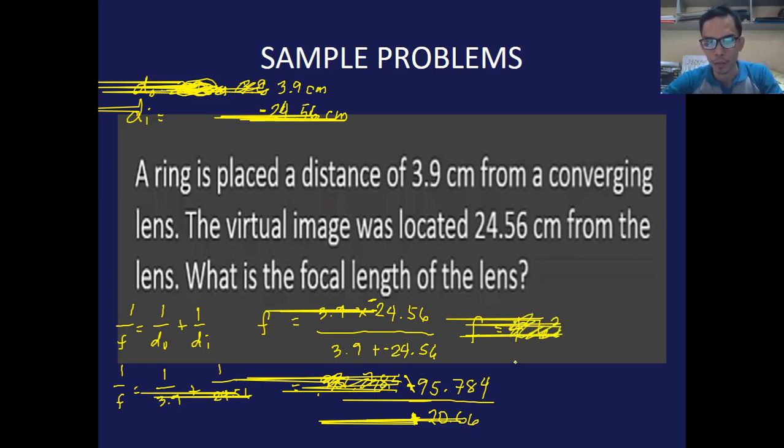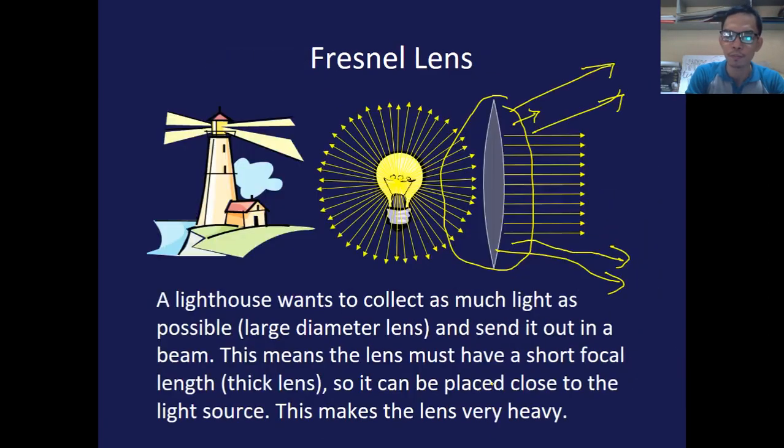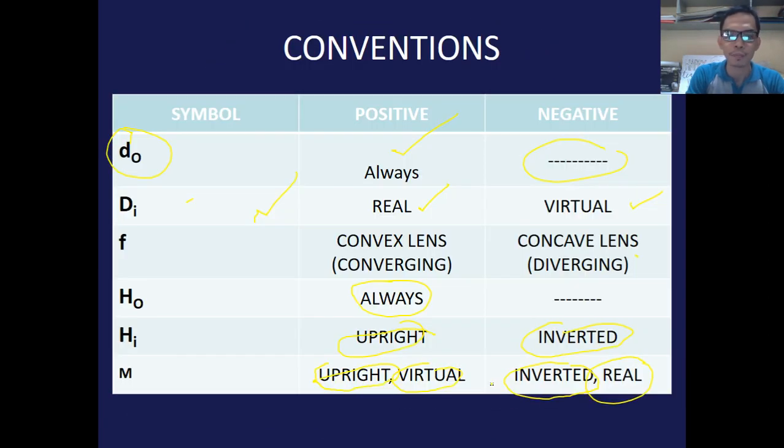4.63. So we have a focal length of 4.63 cm. Okay, so that is your focal length. It is positive. Let's see if it is following the convention rule. Alright, positive.